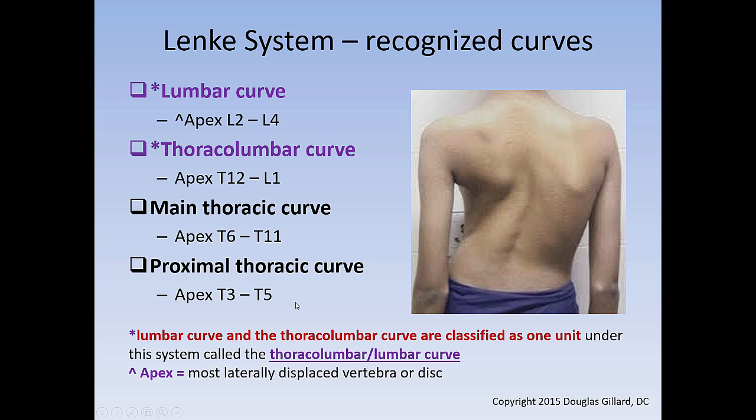Now for classification purposes, these two are lumped together. So we call this a thoracolumbar/lumbar curve. You'll hear me say it fast, thoracolumbar lumbar curve. Okay, so that's it. We have a proximal thoracic curve, a main thoracic curve, and a thoracolumbar/lumbar curve. That's it. There are three players in the classification system.